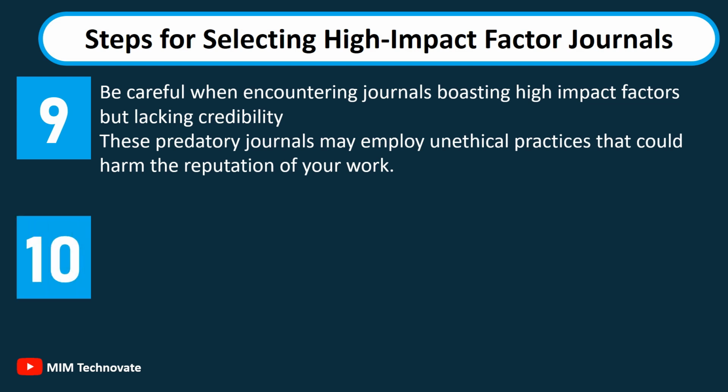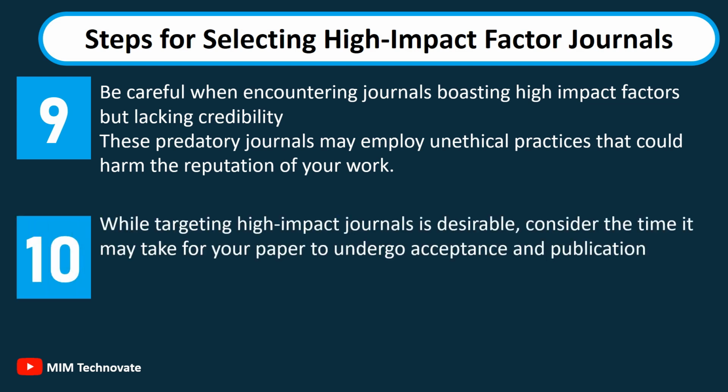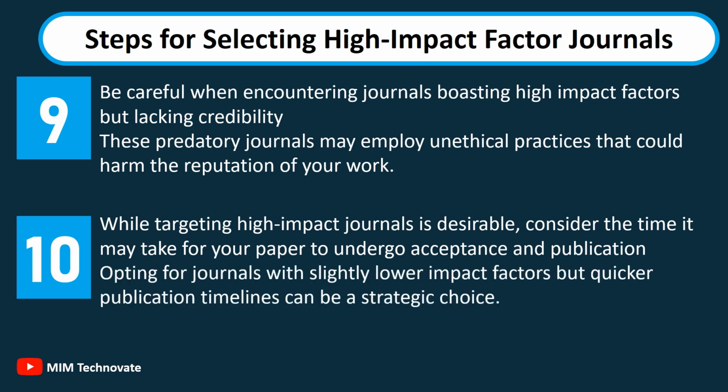Number 10. While targeting high-impact journals is desirable, consider the time it may take for your paper to undergo acceptance and publication. Opting for journals with slightly lower impact factors but quicker publication timelines can be a strategic choice.